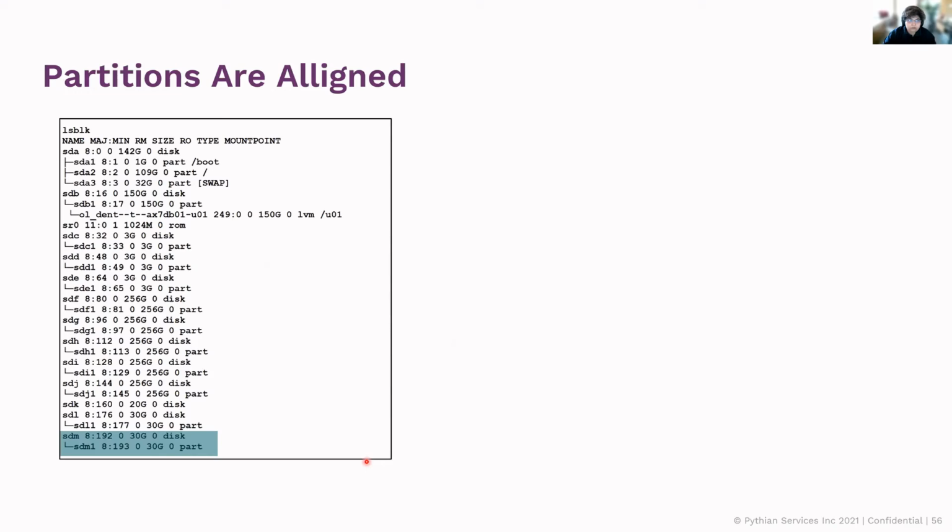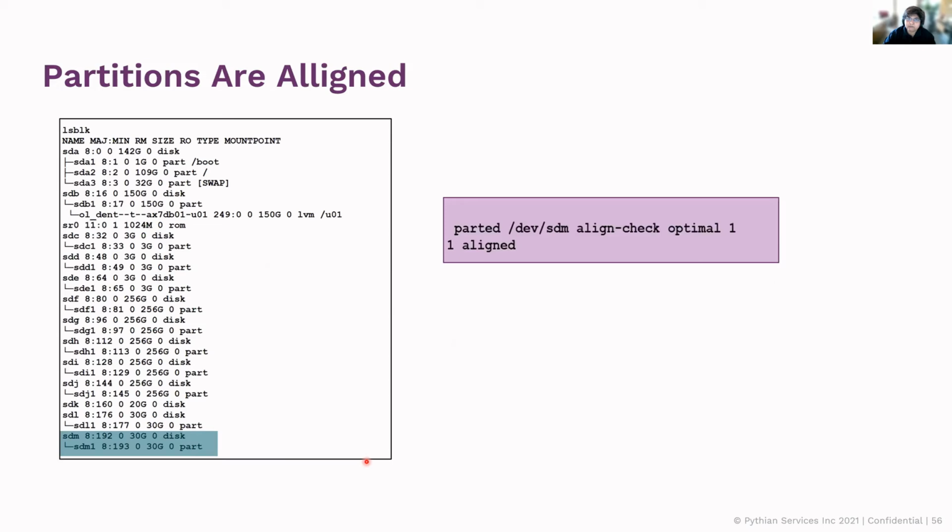You don't want to be doing that. Now, one recommendation, one thing that should be a part of your checklist, would be to verify that your partitions are aligned. You can use parted to ensure that your physical disk sectors are aligned. And once you've checked the alignment, for example, here I can see this is SDM1.